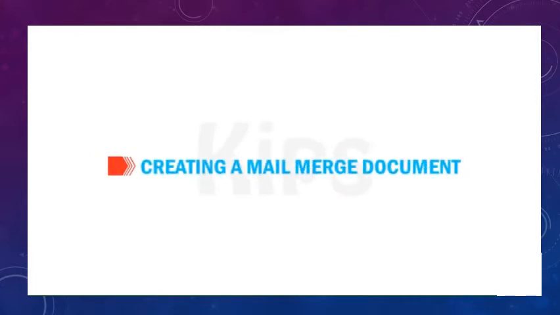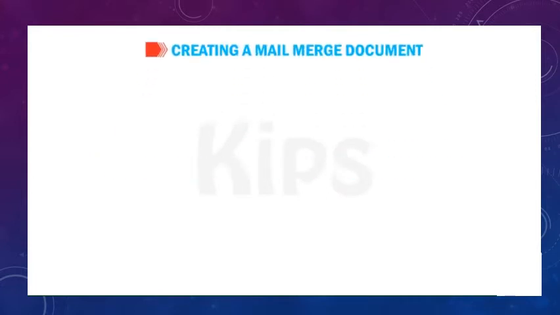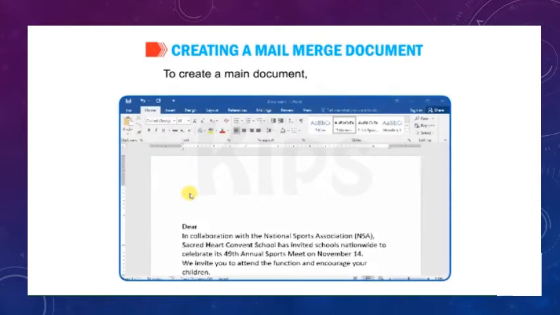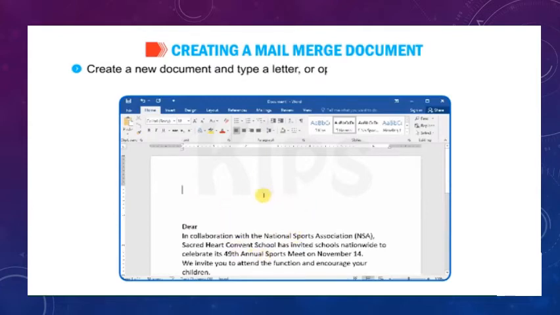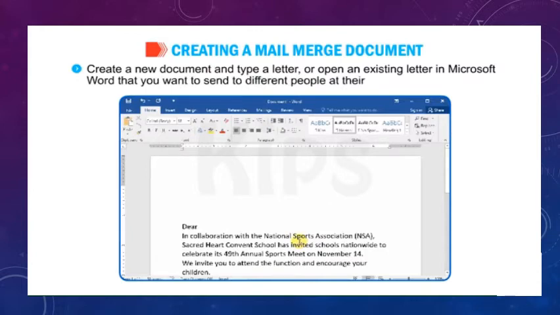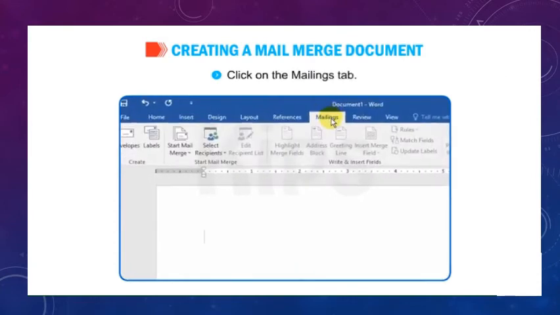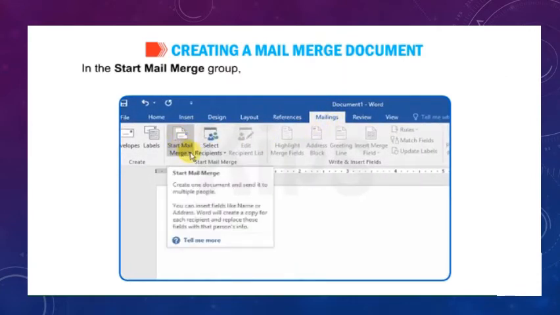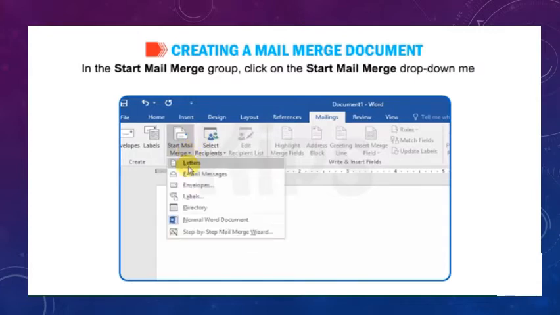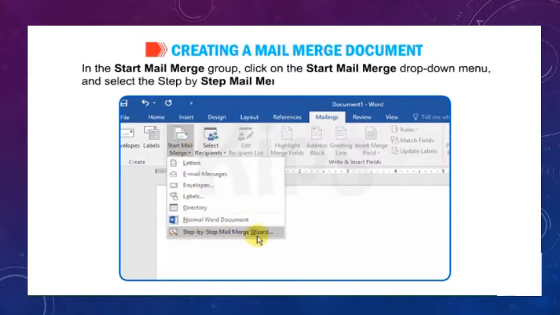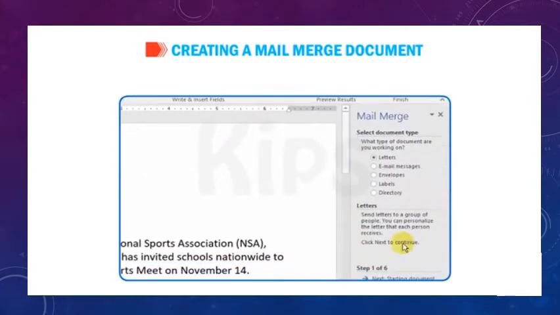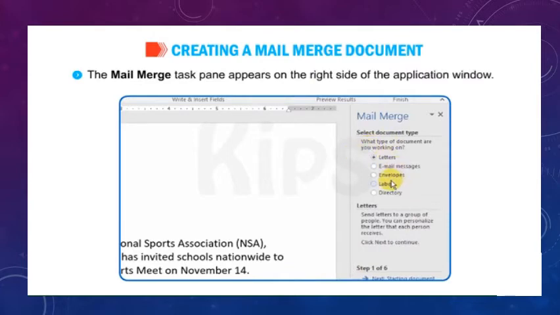Let me first tell you how to create a mail merge document. To create a main document, follow these steps. Create a new document and type a letter, or open an existing letter in Microsoft Word that you want to send to different people at their addresses. Click on the Mailings tab. In the Start Mail Merge group, click on the Start Mail Merge drop-down menu and select the Step-by-Step Mail Merge Wizard option. The Mail Merge task pane appears on the right side of the application window.